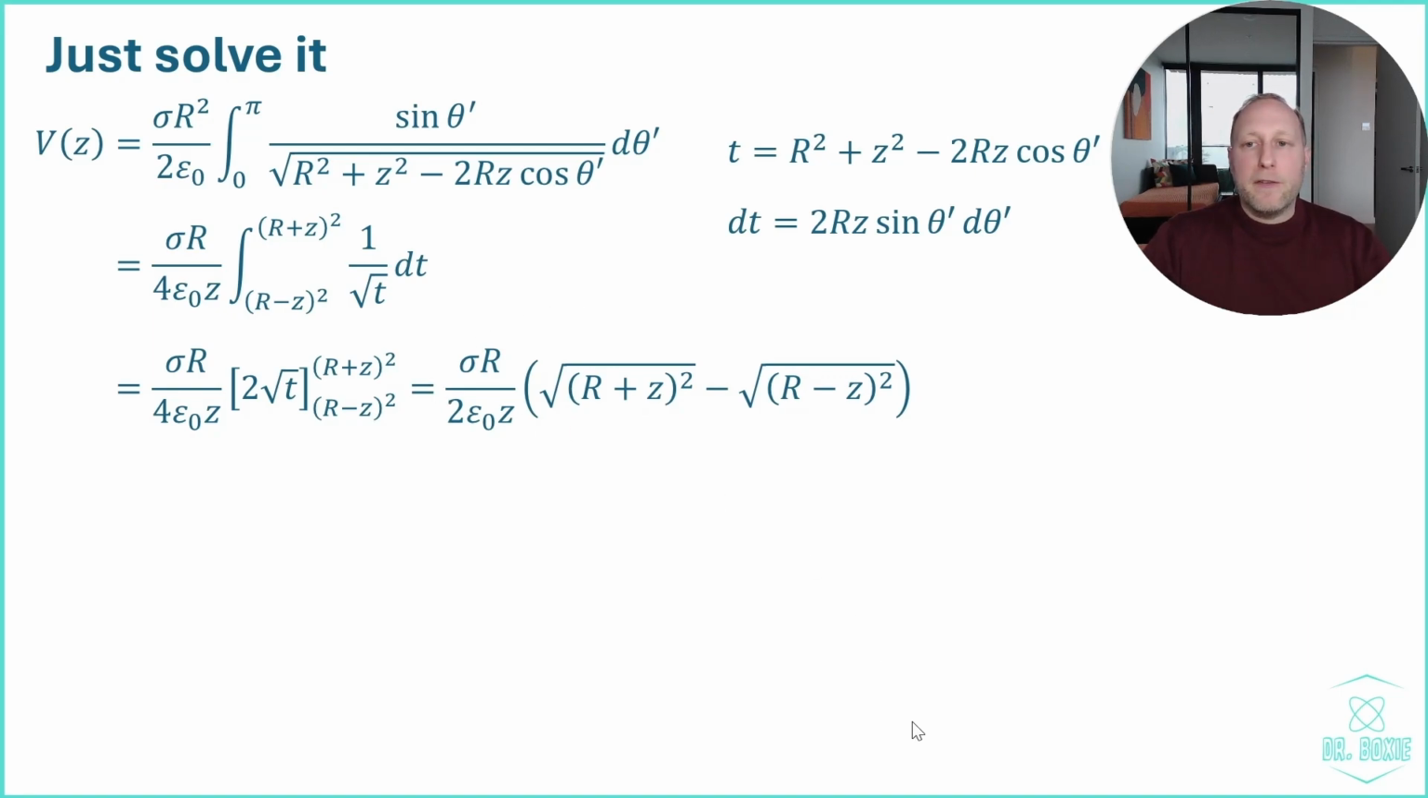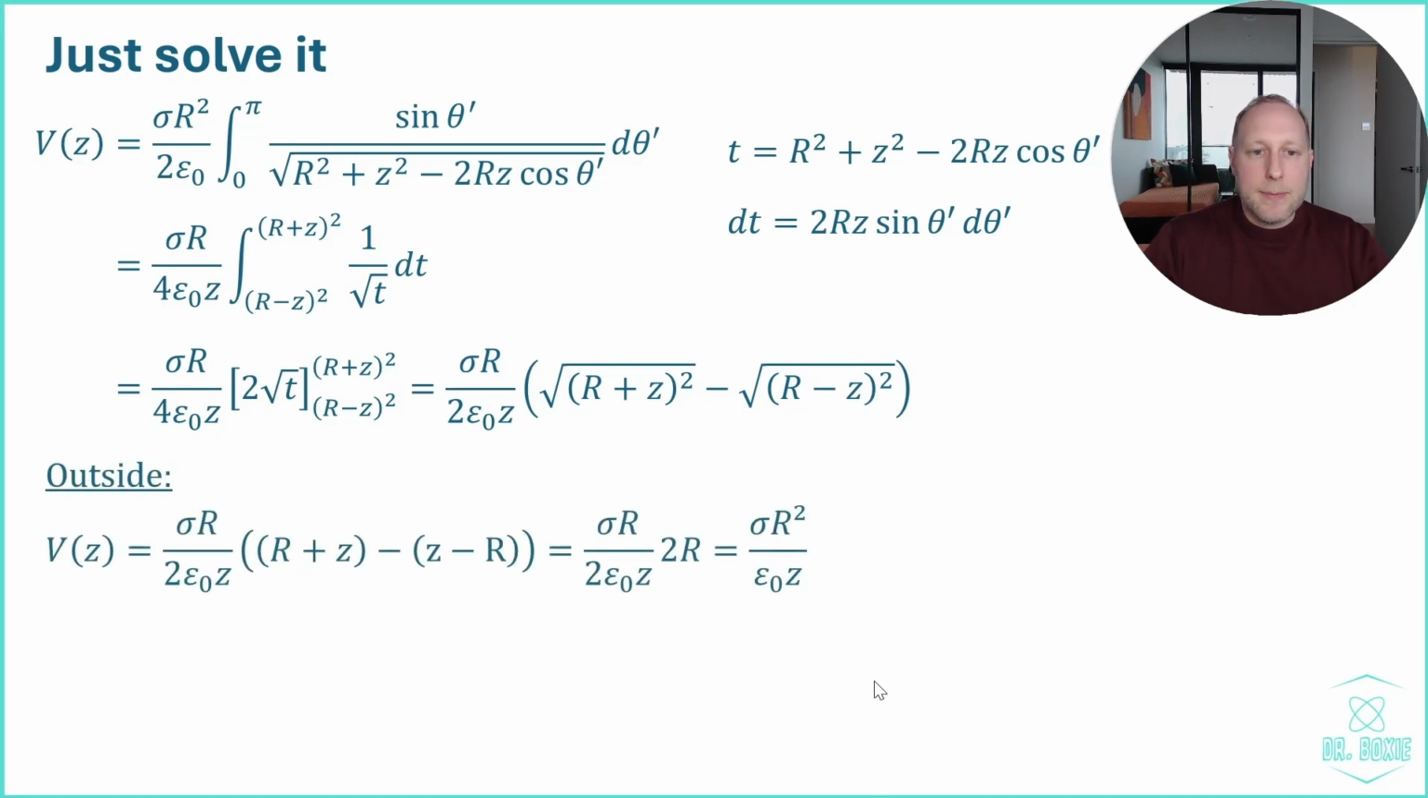Now we have to be careful here when actually calculating the square root of the square of r plus z or r minus z. Because the square root of r minus z squared, for instance, is not simply r minus z, but it's the absolute value of r minus z. And that is equal to either r minus z or z minus r, depending on whether r is larger or smaller than z. So let us look at both cases.